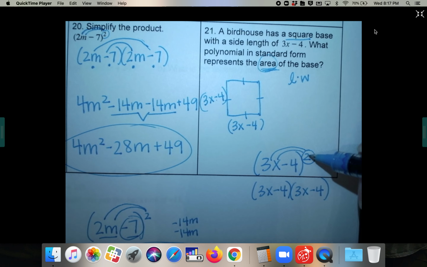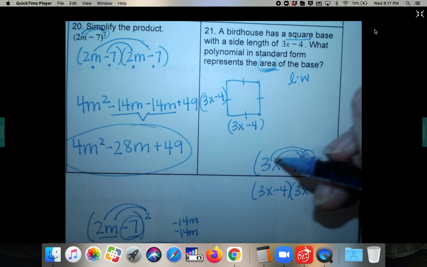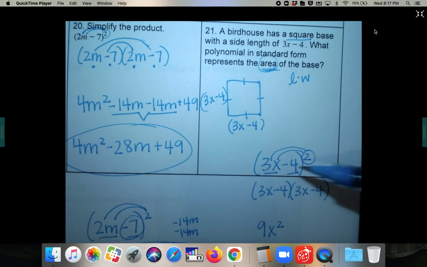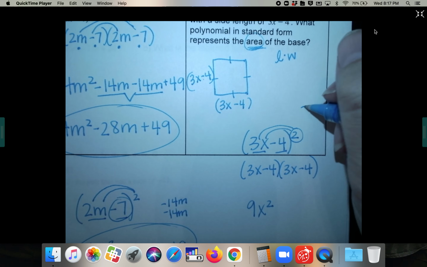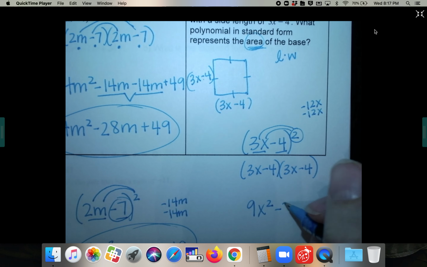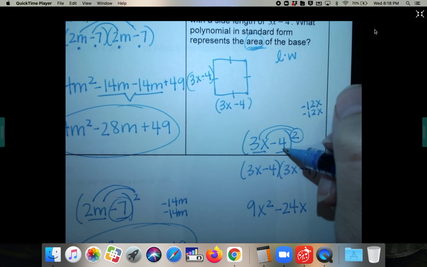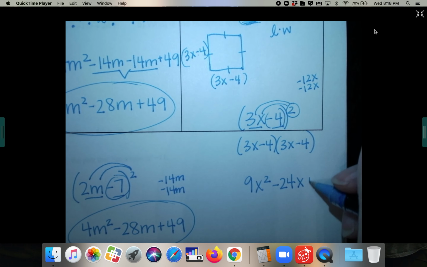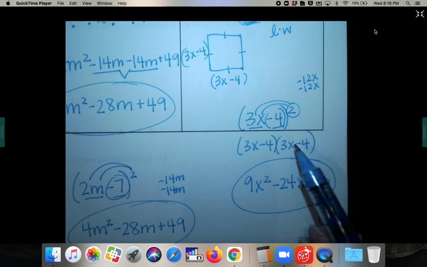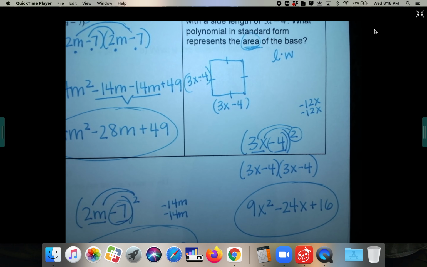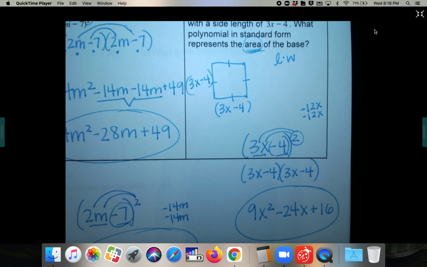So I'm going to do the little square it trick. So 3 squared is 9, x squared is x squared, so just 9x squared. I'm going to multiply both terms, 3x and negative 4, which is negative 12x, and I'm going to double it. Negative 12x and negative 12x is negative 24x, and then I'm going to square the last term, which is negative 4. Negative 4 times negative 4 is positive 16. Okay, and again, if you wanted to go ahead and box this or FOIL it, you would get this same final answer that I did with just the little shortcut.